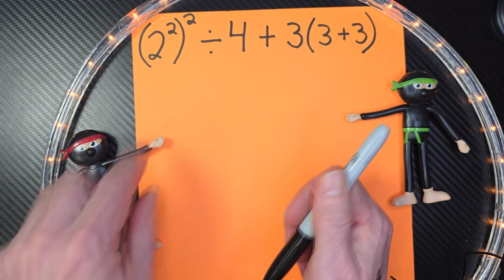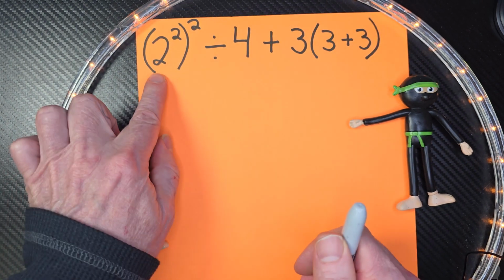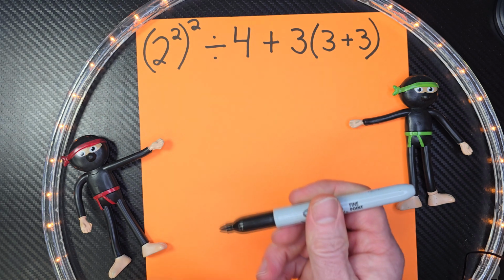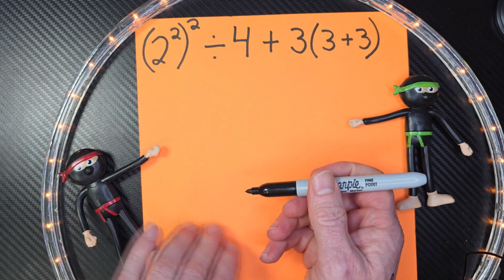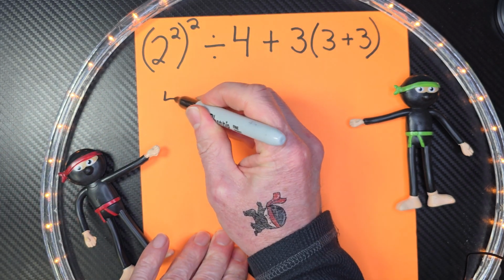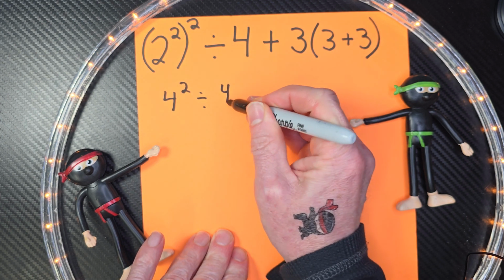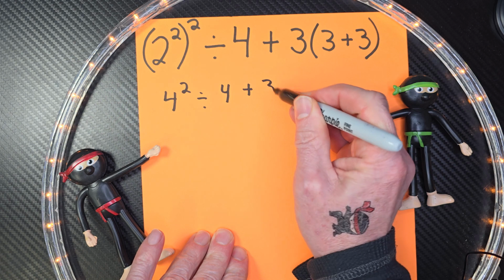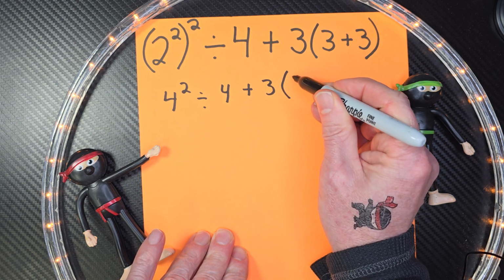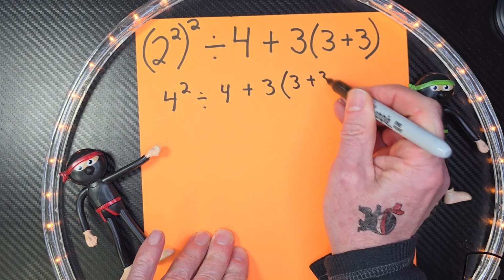So let's go ahead and do what's inside parentheses here. 2 to the second power. What is it? 2 times 2? 2 times 2 is 4. So I'm going to rewrite this here. 4 to the second power divided by 4 plus 3 times 3 plus 3.